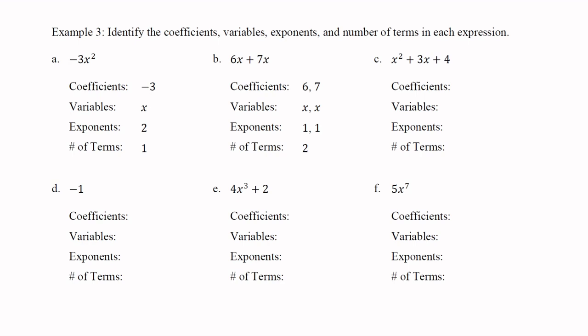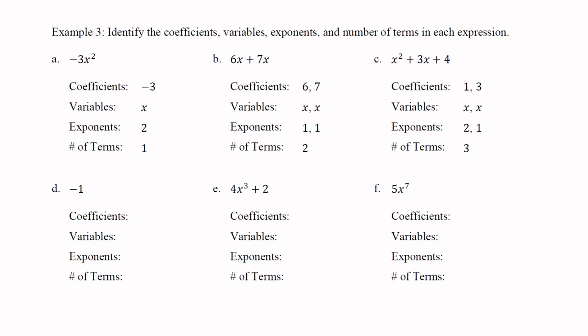For C, we have coefficients of 1, 3 for the 2 terms that have variables. 4 is not a coefficient here because there is no variable attached to it. So our coefficients are 1 and 3. It's understood to be 1 on that first term in front of the x squared because 1 times x squared is x squared. Our variables are x and x. Our exponents are 2 and 1. And the number of terms we have here are 3. We have x squared, 3x, and 4.